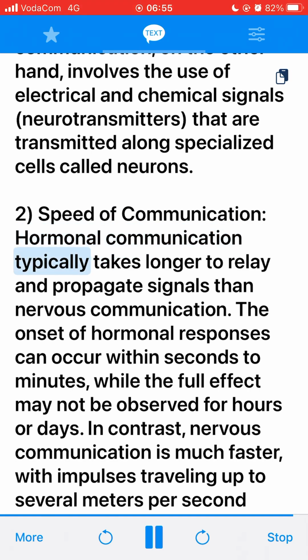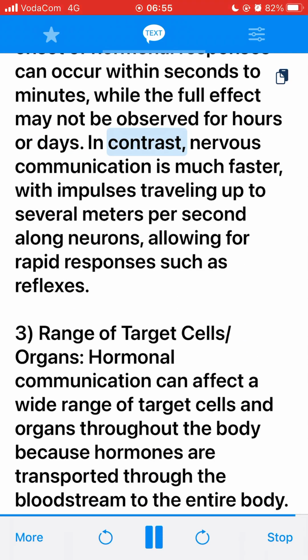2. Speed of communication. Hormonal communication typically takes longer to relay and propagate signals than nervous communication. The onset of hormonal responses can occur within seconds to minutes, while the full effect may not be observed for hours or days. In contrast, nervous communication is much faster, with impulses traveling up to several meters per second along neurons, allowing for rapid responses such as reflexes.